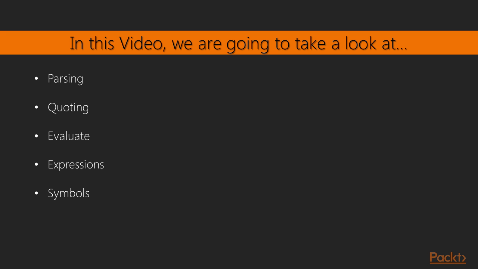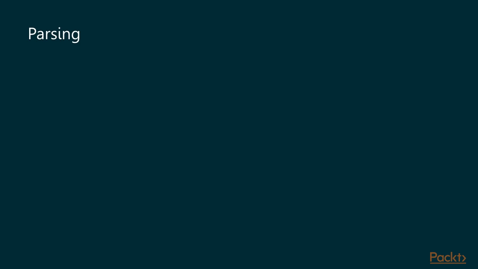And evaluation, which is taking some kind of frozen code that hasn't been evaluated and running that, as well as expressions and symbols, which are the building blocks of a Julia program. But let's first look at parsing.